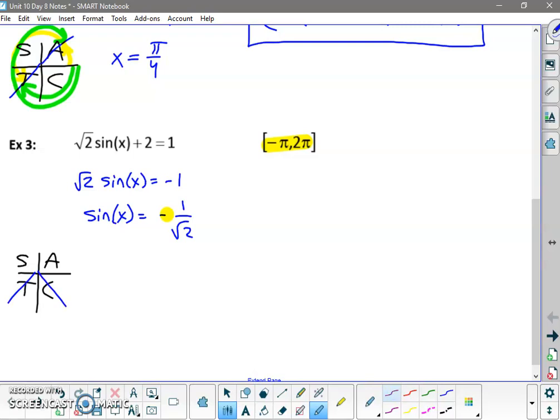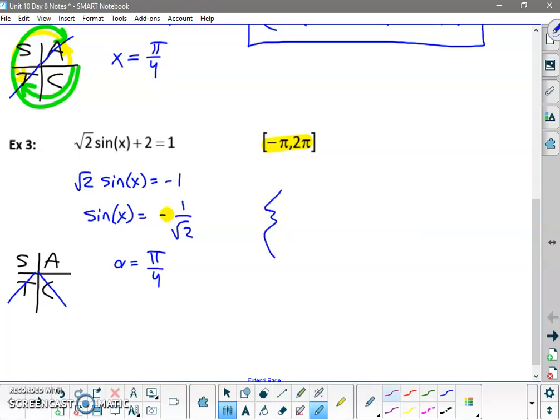So the first angle I want you to find is actually going to be the reference angle. It's not part of our solution because we don't have a first quadrant angle in our solution. Where is sine 1 over radical 2? Well, remember, anytime you see radical 2, it's really going to be 45 degrees. So our reference angle is going to be pi over 4.